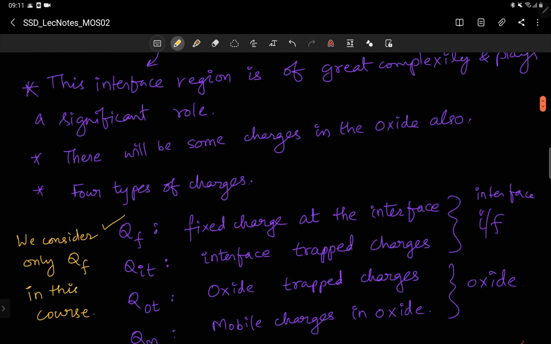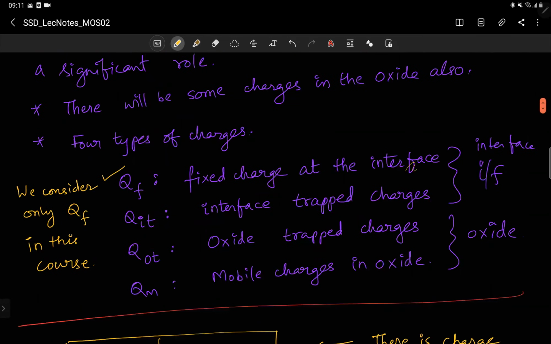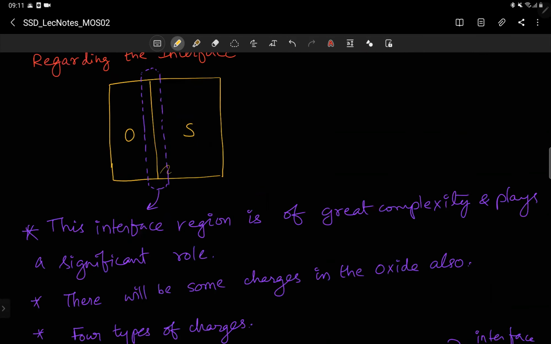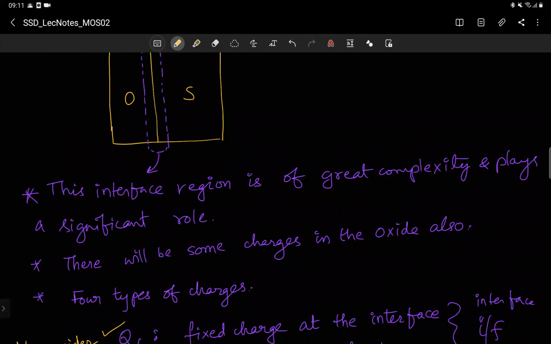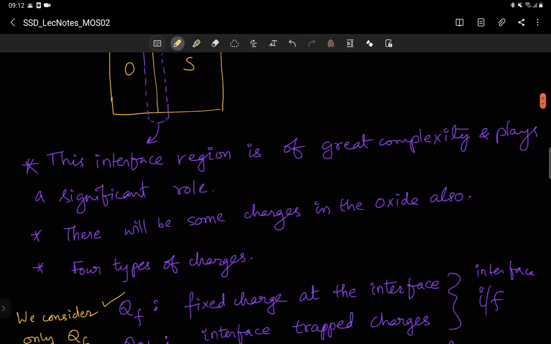QF is called fixed charge at the interface. There is a fixed amount of charge which doesn't change with bias. That is the reason it is called fixed. So fixed charge doesn't change with bias, and that is found in the oxide semiconductor interface. That comes because of the stoichiometry and the reaction between semiconductor and oxide, when the oxide is grown.